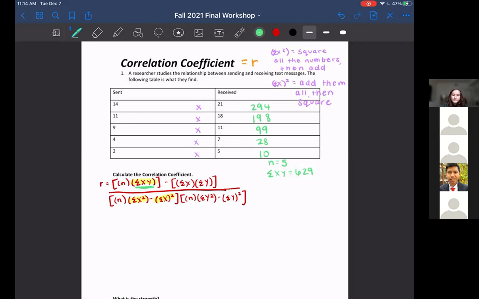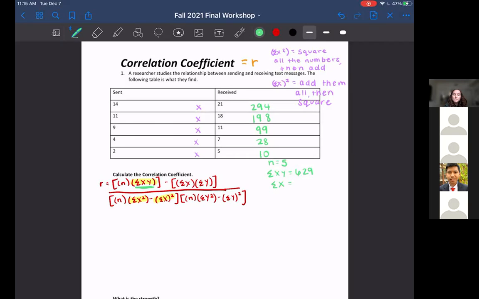Okay, great. So now we just need to do the sum of x. So can anyone tell me how you find the sum of x? You add all the numbers of x, or all the numbers in the x. Good. Yeah.